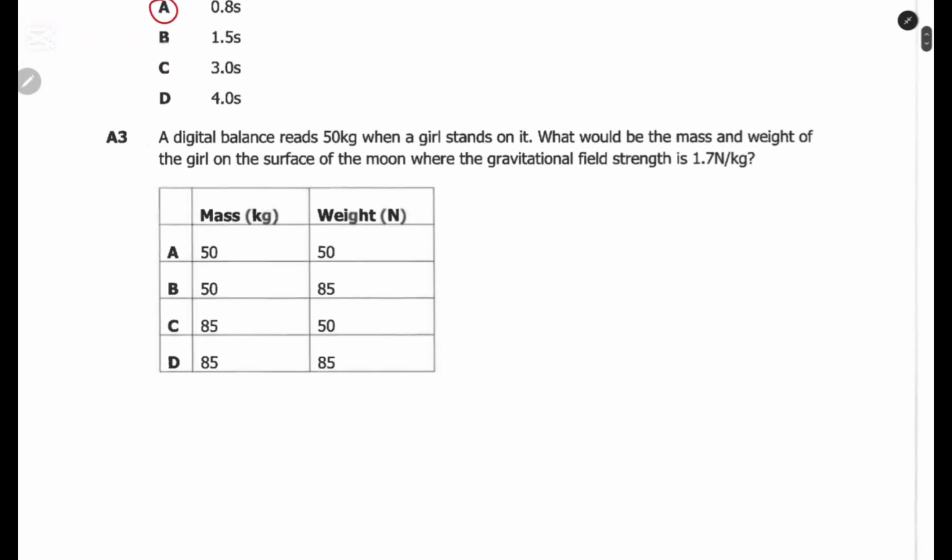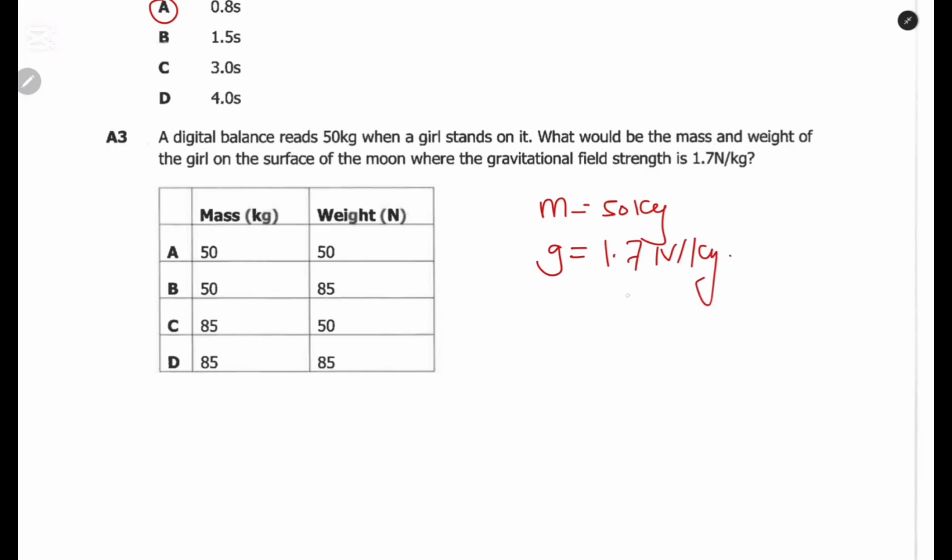Question 3. A digital balance reads 50 kg when a girl stands on it. So 50 kg is the mass of the girl on it. What would be the mass and the weight of the girl on the surface of the moon, where the gravitational field is given as 1.7? So gravity is equal to 1.7 Newton per kg on the moon.